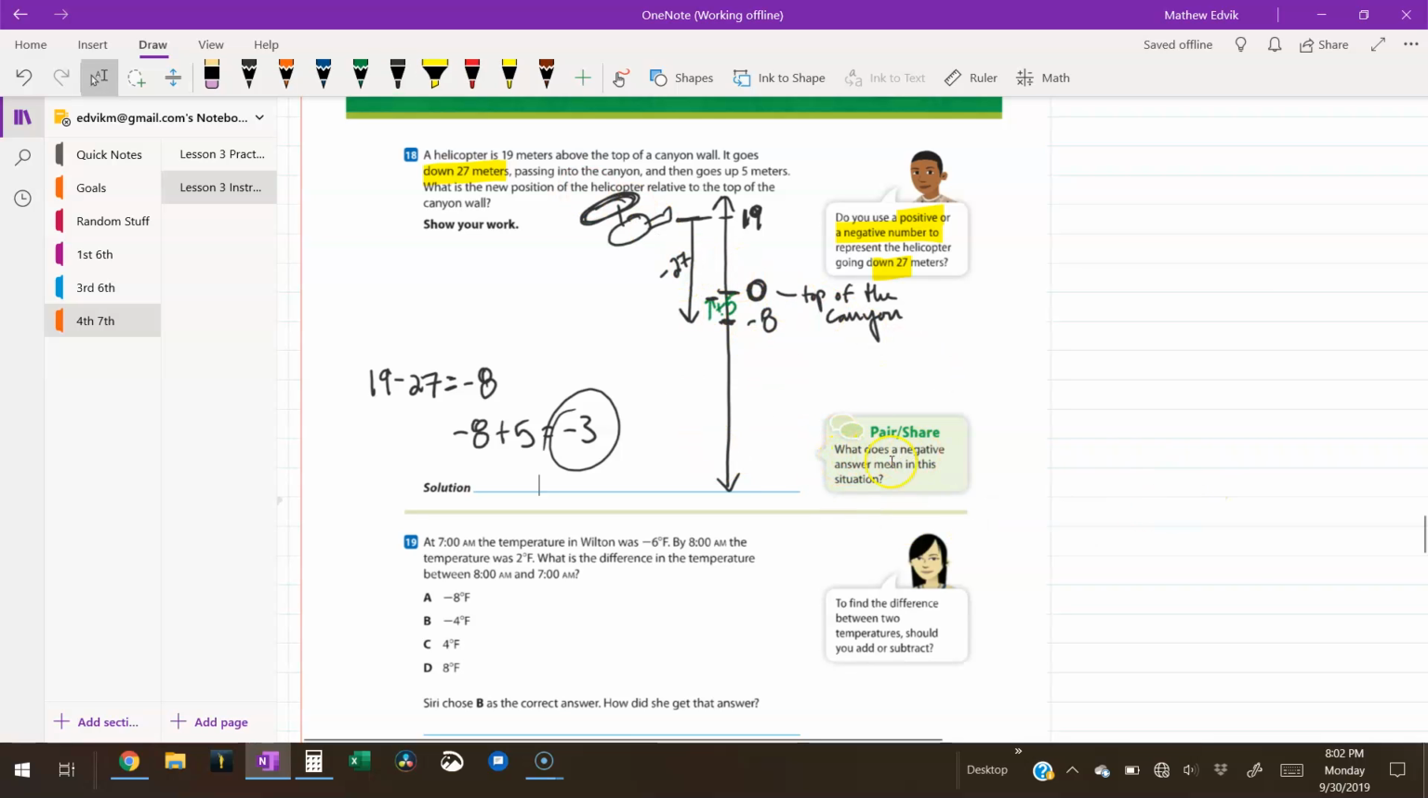So what does a negative answer mean in this situation? So what does this negative mean? Talk about that for just a second.